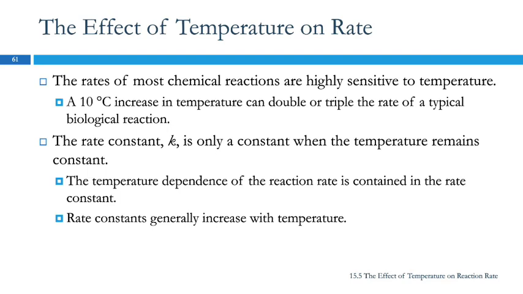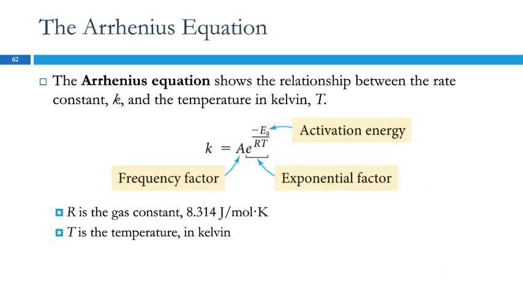So the rate constant K is only a constant when the temperature is constant. So if the temperature changes, then we have to find a new rate constant at that temperature. Rate constants generally increase with temperature. Most reactions go faster with higher temperatures. This is the Arrhenius equation.